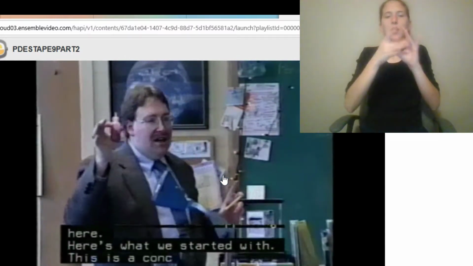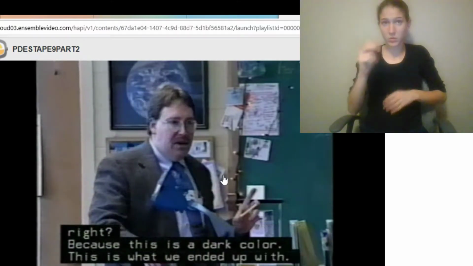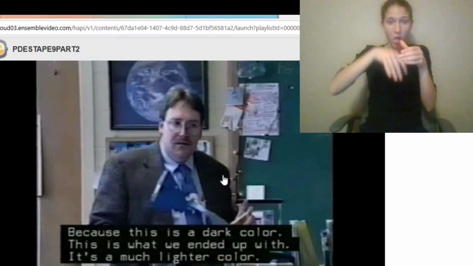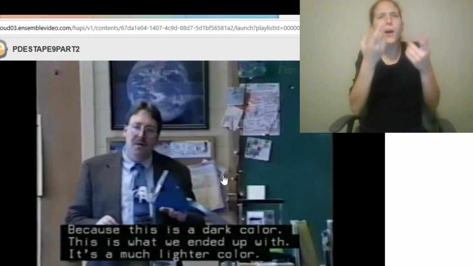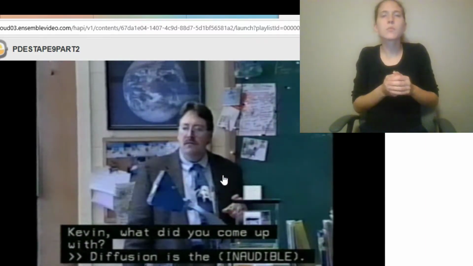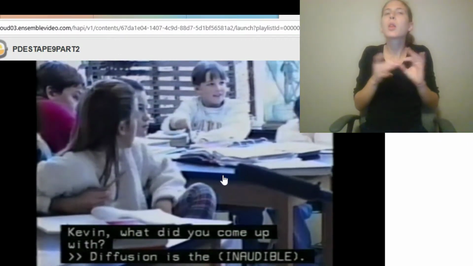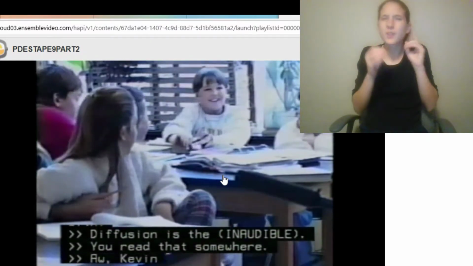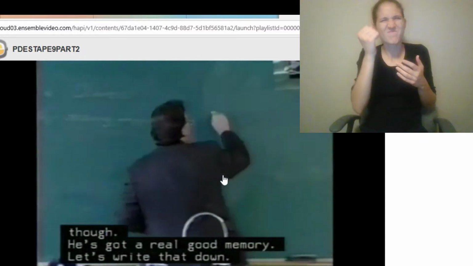Think about what's happening here. Here's what we started with. This is a concentrated solution, because this is the dark color. This is what we ended up with. It's a much lighter color. All right, Kevin, what'd you come up with? You read that somewhere. He's got a good memory, though. Let's write that down.